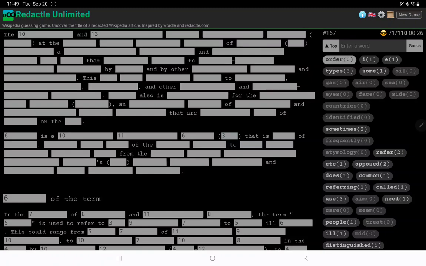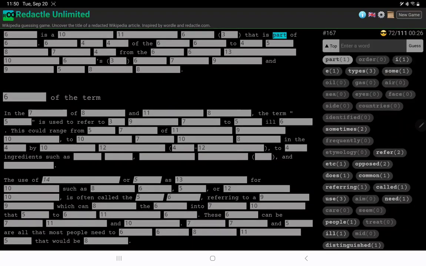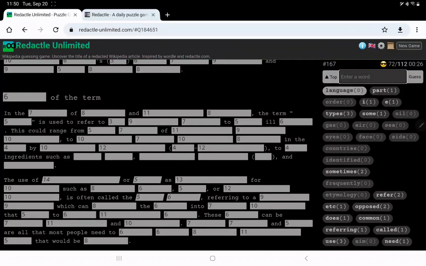And the 11-8 can be used to 6-9-3-5 for 8. 6 is a 10, 11, 6, and then an acronym, I suppose. That is part of 6. Of the 6, 6 to 4, 5. There just isn't enough here for me to get this something of the term. Let me try language just for grins. No language. I'm going to try just some areas.